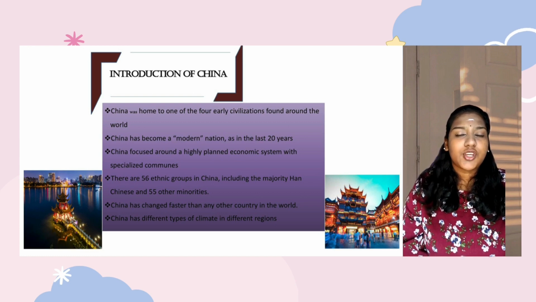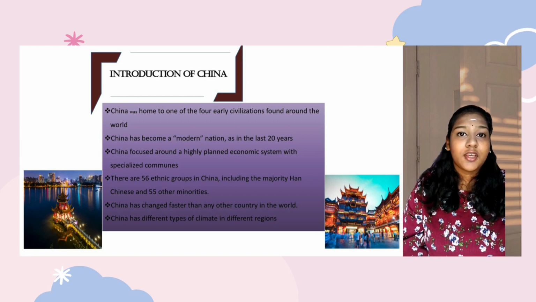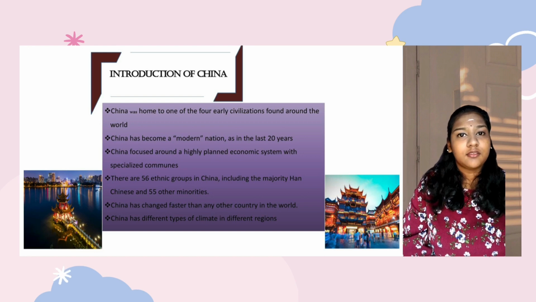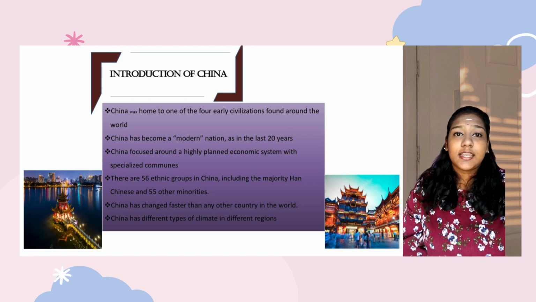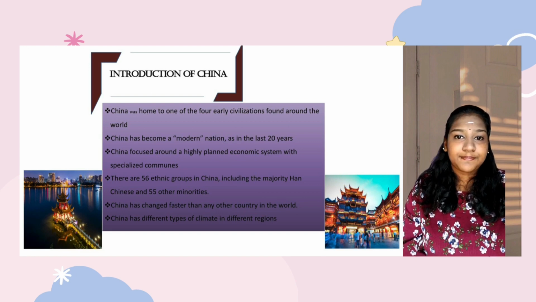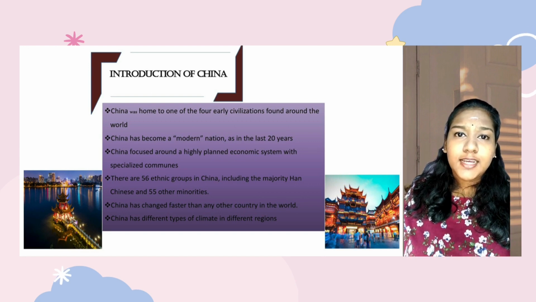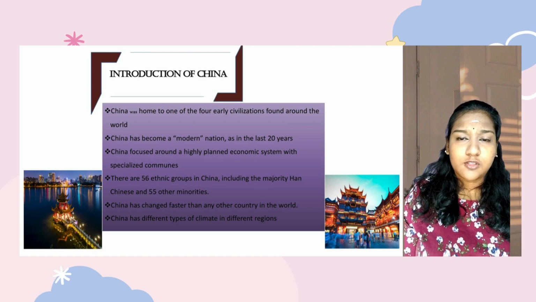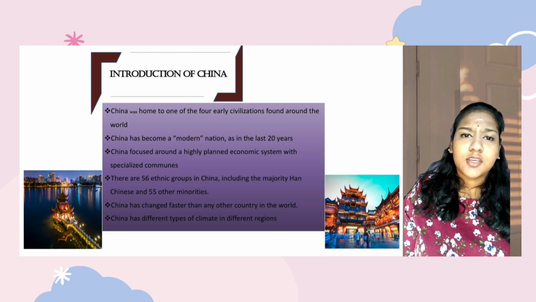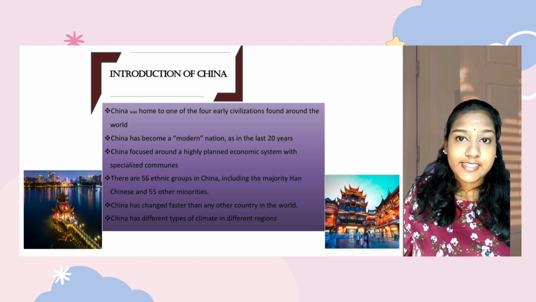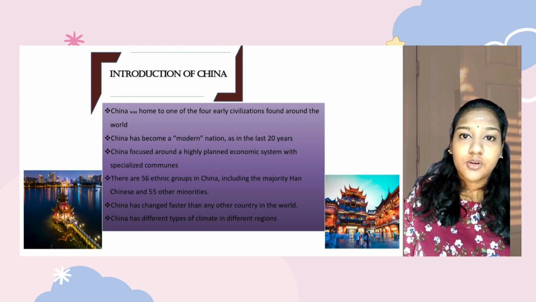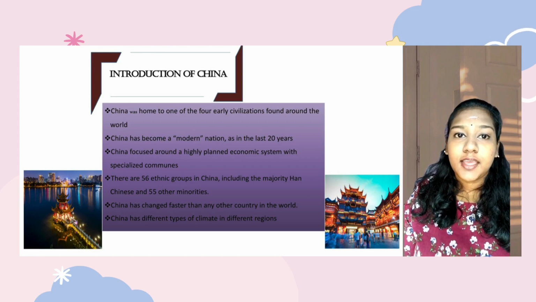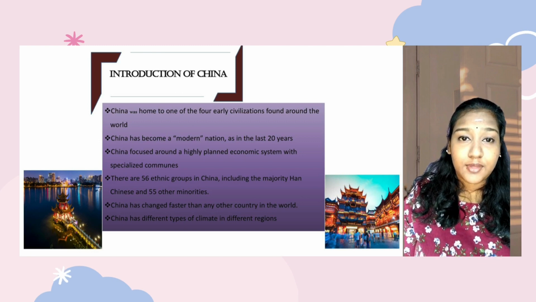The reform made China nothing short of an economic miracle, lifting more people out of poverty than any other country did. China focused around a highly planned economic system with specialized communities. China is more economically tied to the world's countries. China is the world's second largest economy.